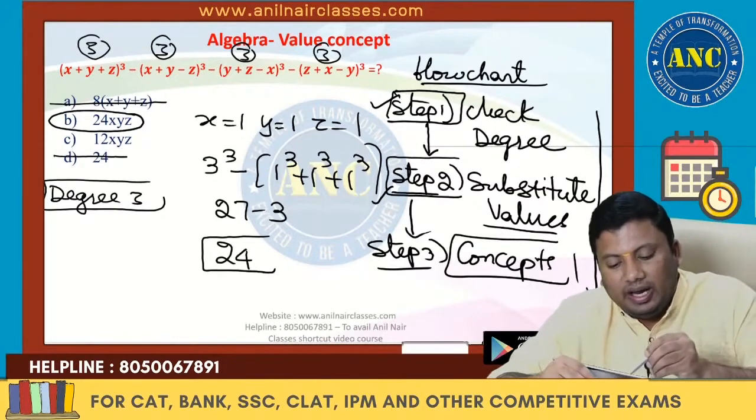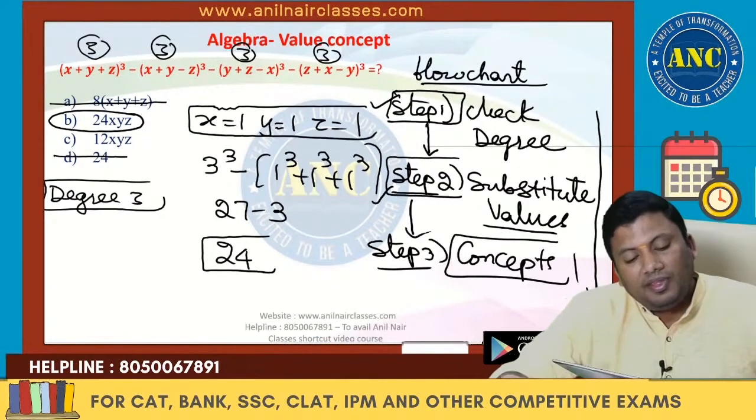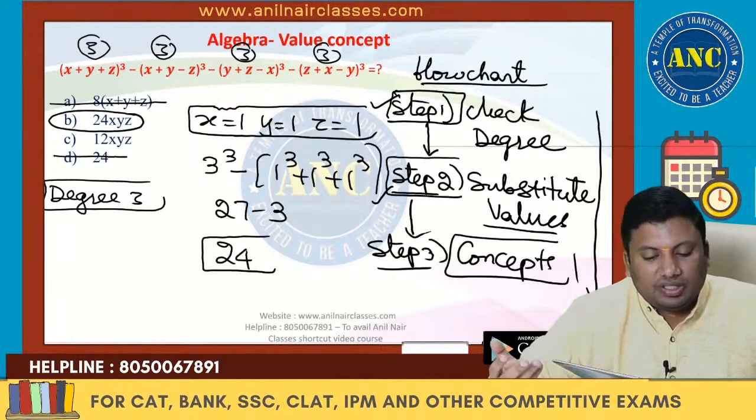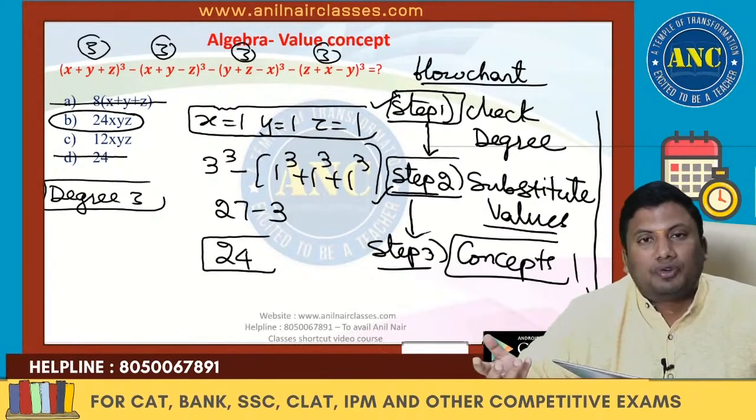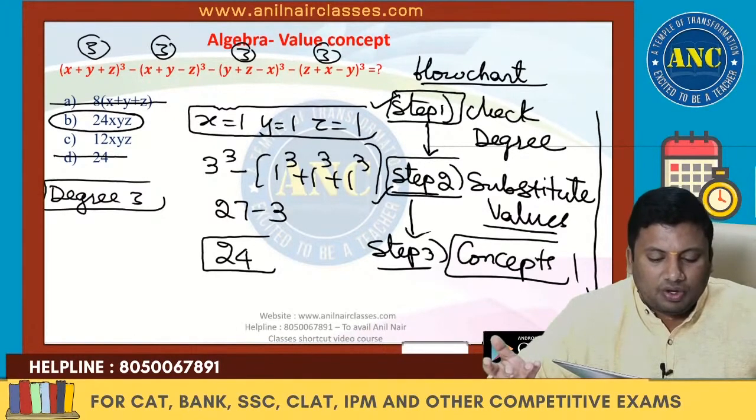Sir, why did you take x1, y1, z1? I did it to simplify the calculation. Otherwise, if you take more values, the complexity of the question will increase.